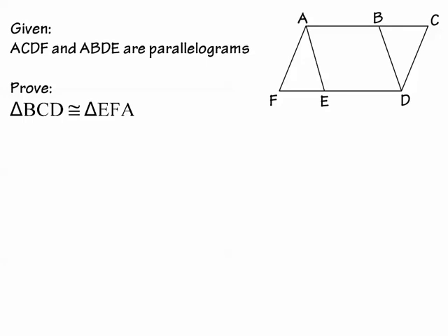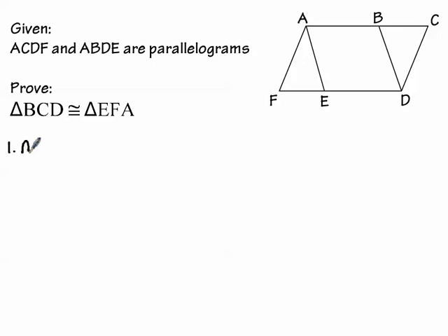In this last proof, we have a different situation entirely. We have two parallelograms given, and we're trying to prove that two triangles are congruent. To prove that triangles are congruent, recall that you're going to use side, side, side, side, angle, side, and so forth. So let's see what we're given here.